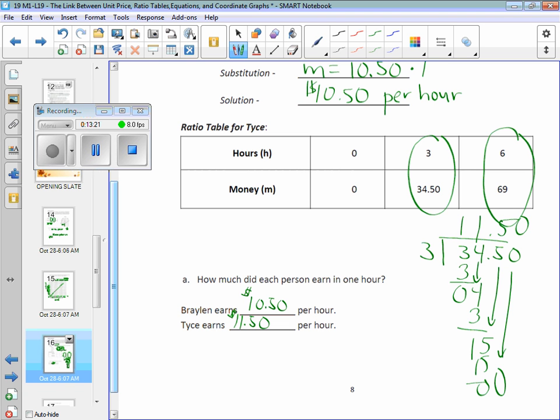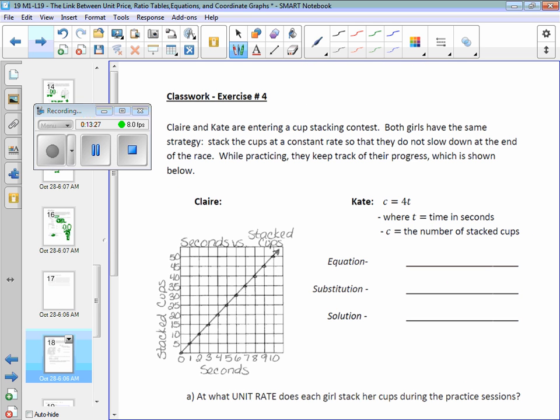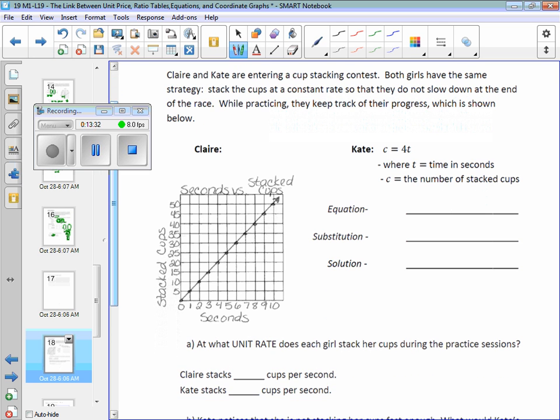So I'm just going to move on now, I think, to the cups, right? I think the next one's the cups. Yes, the cups. So same thing, you got to try to figure out who's stacking cups at a quicker unit rate.